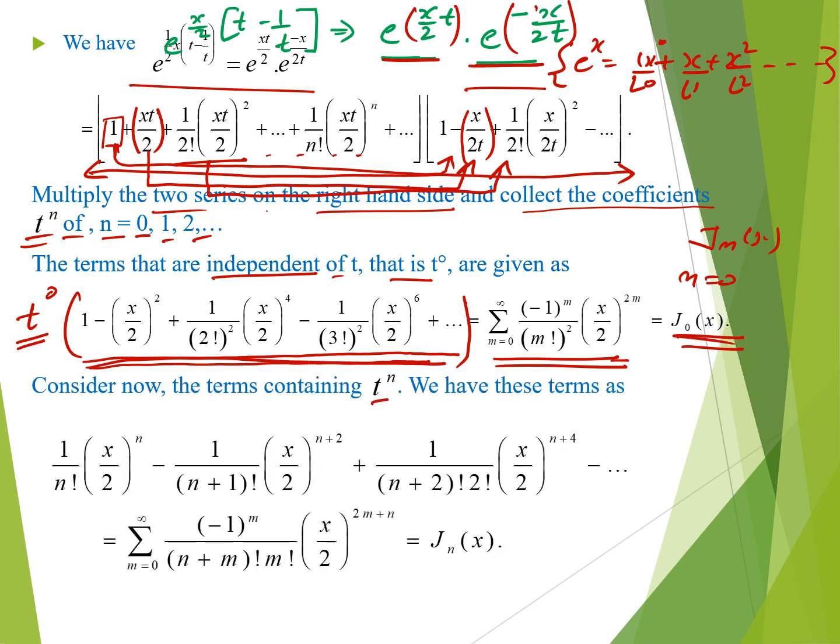Now for t to the power n, we check the coefficient of t to the power n. That means when t to the power n is multiplied with the remaining term, we find this is equal to the generating function, this is equal to J_n(x). That means the coefficient of t to the power n is this. That's why it is called a generating function.